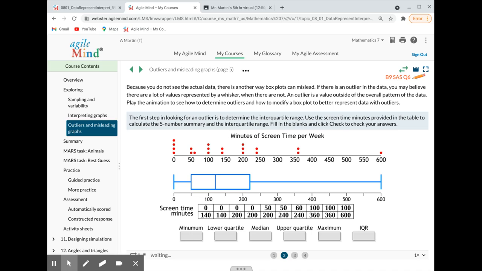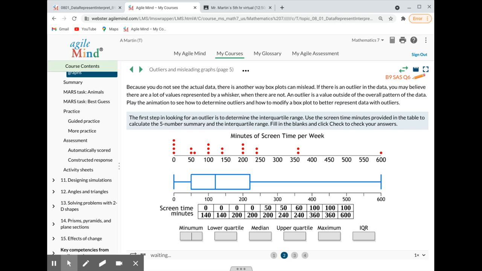So the first step in looking for an outlier is to determine the interquartile range. We're going to use the screen time minutes provided in the table to calculate the 5-number summary and the interquartile range. Then we're going to fill in the blanks and click check to check our answers. So let's start with Vincent. Vincent, what is the minimum? 0. Perfect.